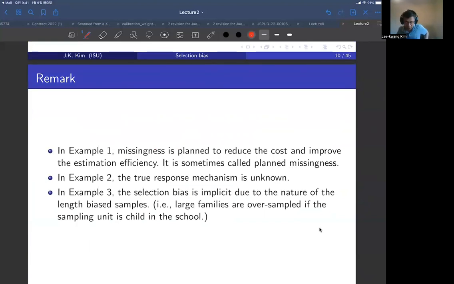So in example 1, missingness is planned to reduce the cost and improve the estimation efficiency, and it is sometimes called planned missingness. In example 2, the true response mechanism is unknown. In example 3, the selection bias is implicit due to the nature of the length biased sample.